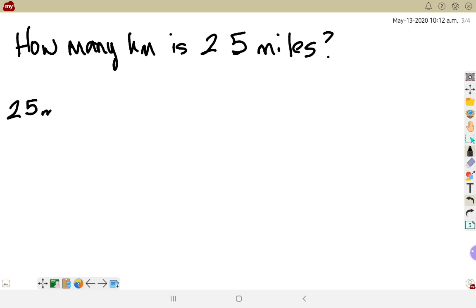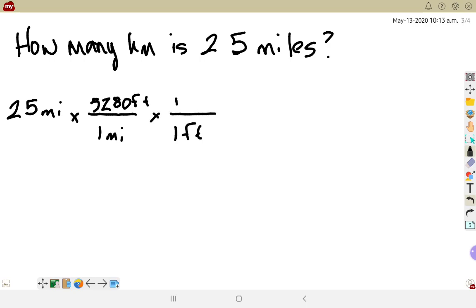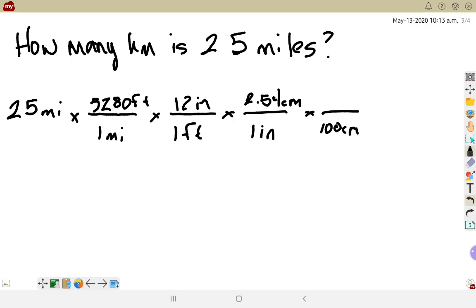So I've got my 25 miles here. So I'm going to get miles. I'm going to change that down to feet. So I know 1 mile is the same thing as 5,280 feet. And then I'm going to change my feet into inches, and I know 1 foot is 12 inches. And then I'm going to change my inches into centimeters. So 1 inch is 2.54 centimeters. And then I got to change my centimeters into kilometers. So I know that there's 100 centimeters in a meter. And then I also know there's 1,000 meters in a kilometer.